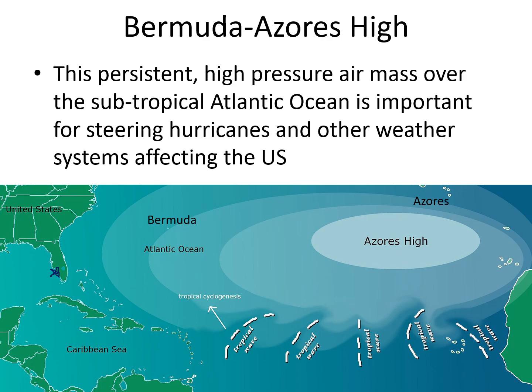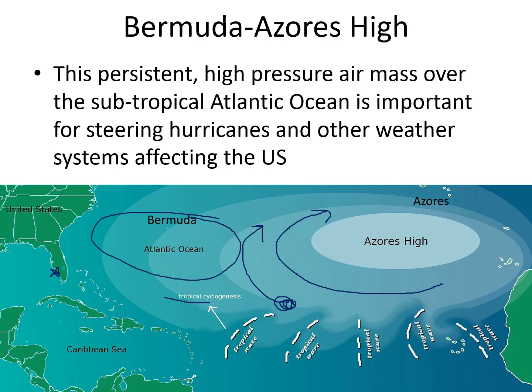So the Bermuda Azores High is really important for steering hurricanes and other weather systems that affect the U.S. The position of the high is such that it causes a clockwise rotation around it. And if there's a hurricane out in the Atlantic, it will often get deflected on a path northward and hopefully away from the U.S. coast by the Azores High. But if the Azores High is in a little different position, more over Bermuda, then the hurricane might not get deflected north and might end up impacting areas further westward, like Florida.